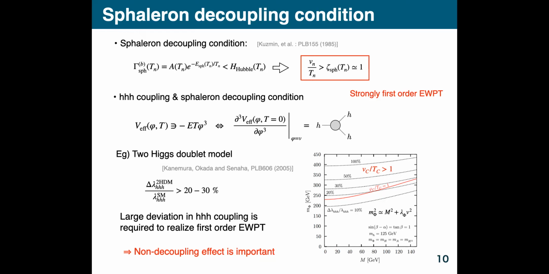So actually, in the Twin Higgs model, by using this condition, we can obtain that the triple Higgs boson coupling should deviate from the standard model prediction by about 20 or 30%.